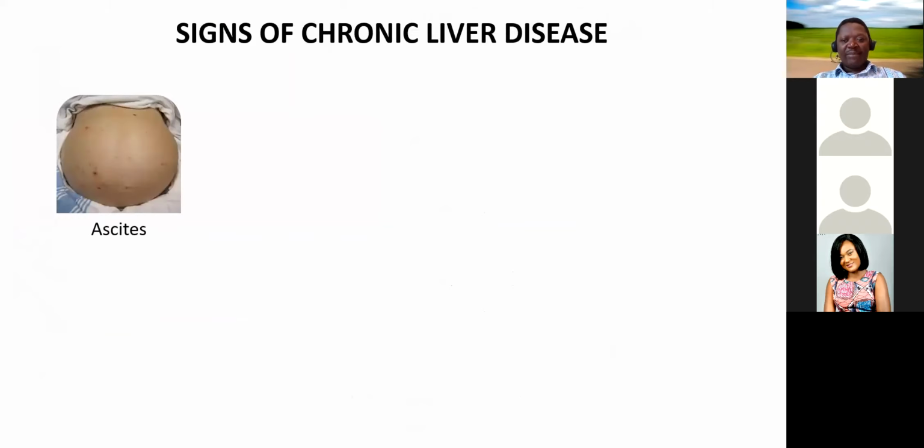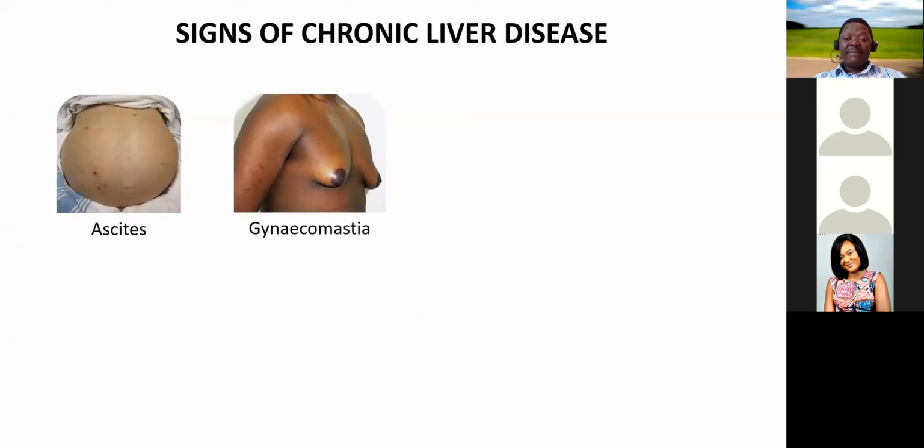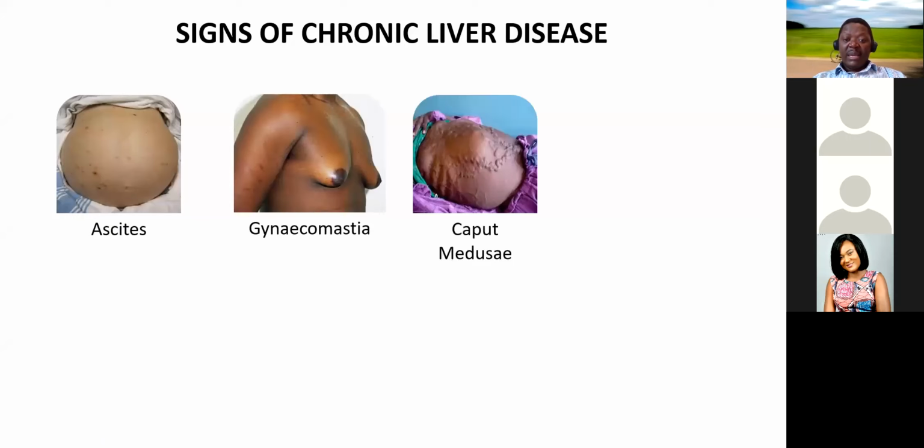The abdomen will be swollen. That is called ascites. That is excessive fluid collection within the abdominal cavity. Now that picture is that of a man, but the breast tissues have been quite enlarged simply because of metabolic derangement in how the liver is handling the estrogens as well as testosterone. Here you see caput medusae, that is enlarged and engorged blood vessels on the surface of the abdominal wall.